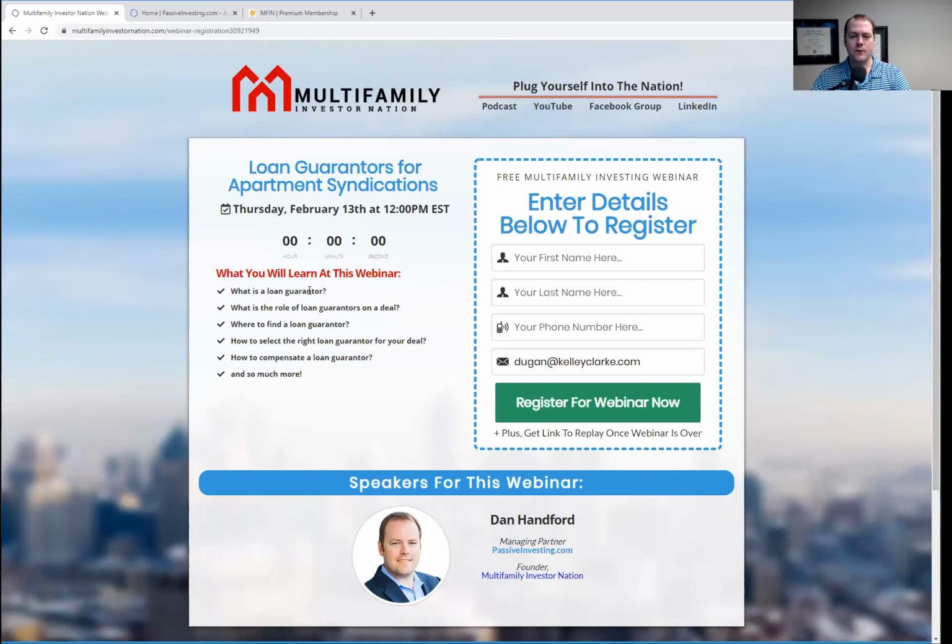And so today we're going to go over this: what is a loan guarantor? What is the role of loan guarantors on a deal? How do you find one of those loan guarantors? How do you select the right loan guarantor for your deal? And also how to compensate a loan guarantor as well. And as usual, we'll include a lot of other different things in here as well.